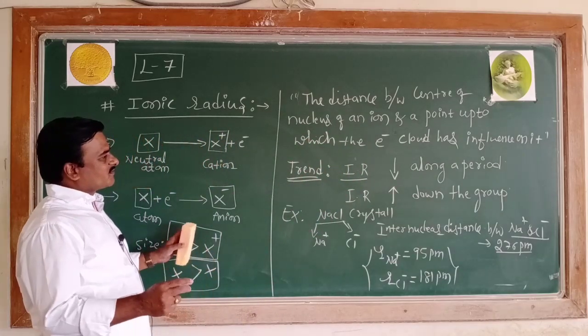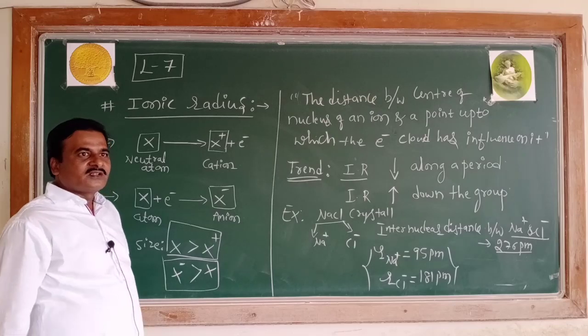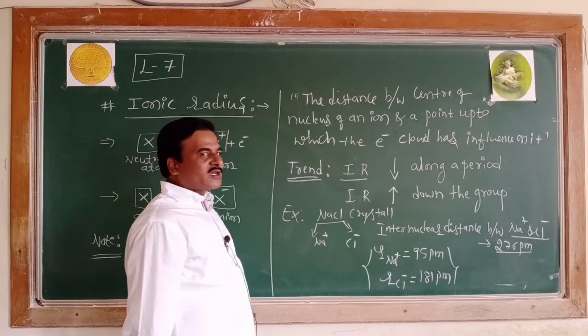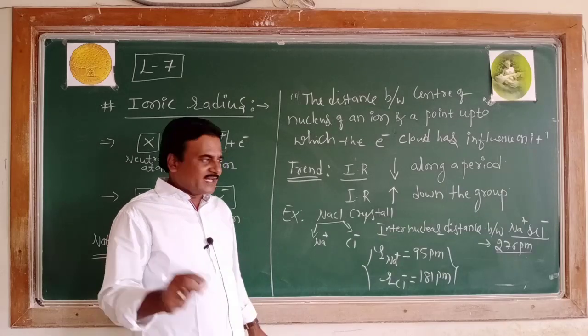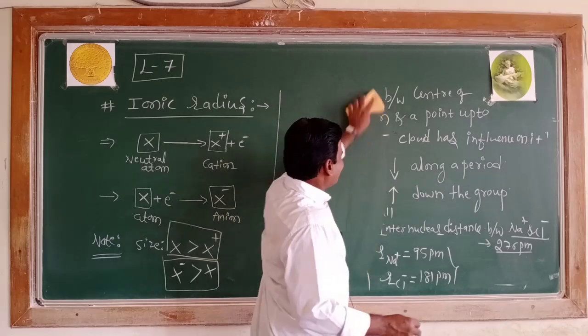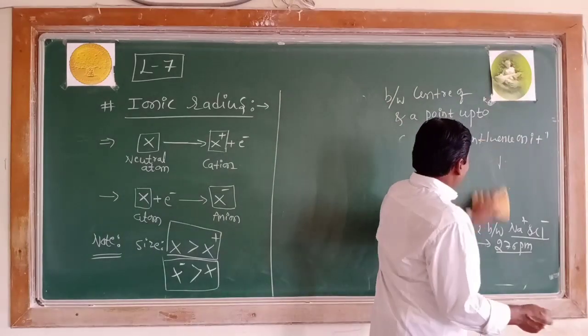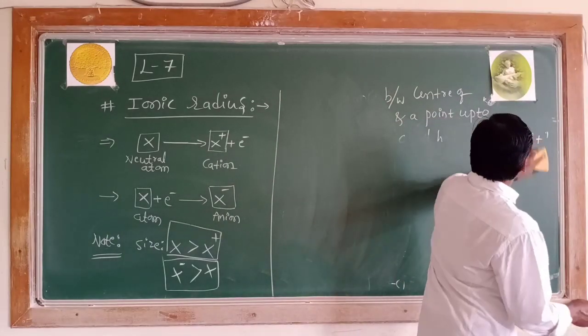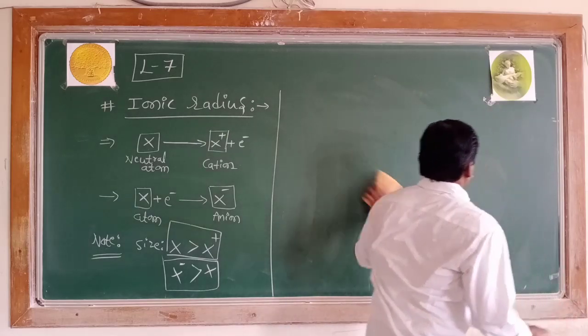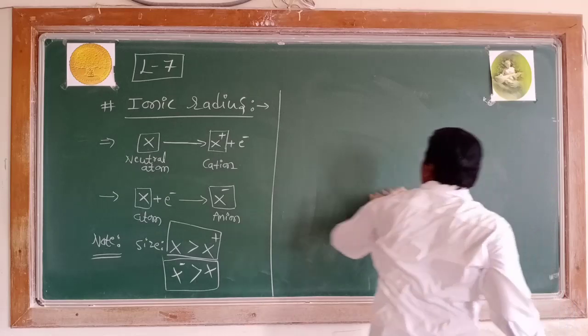Now, let's collect some of the characteristics of the ionic radius. What are the characteristics of ionic radius? Let's collect them one by one. Characteristics of ionic radius.